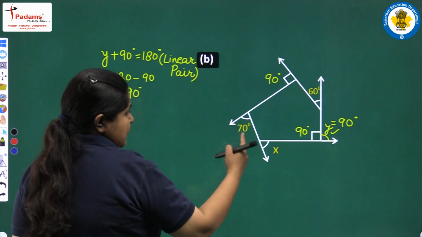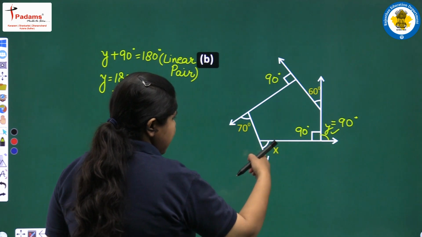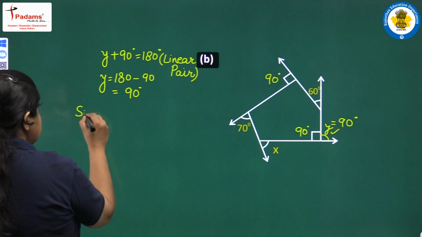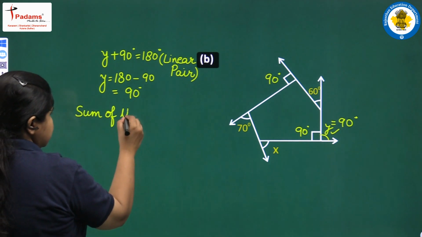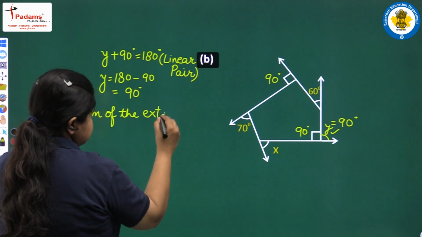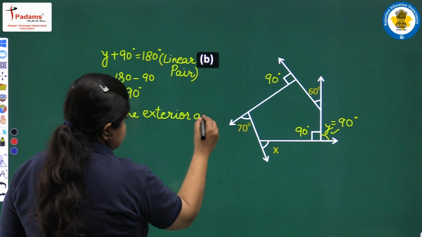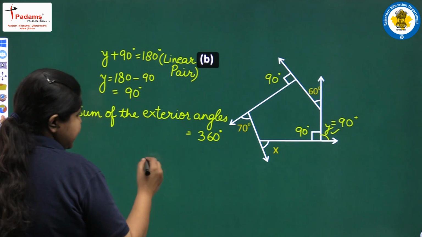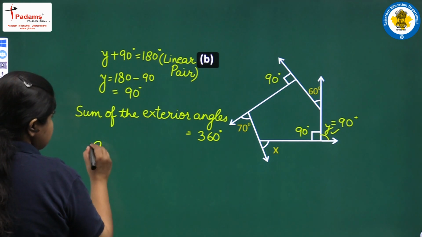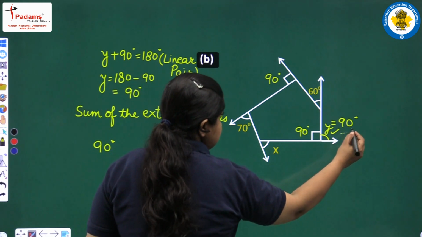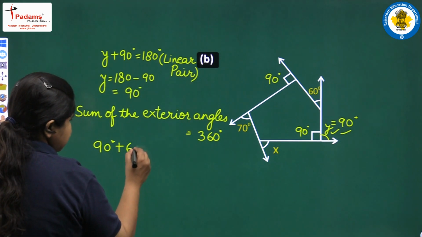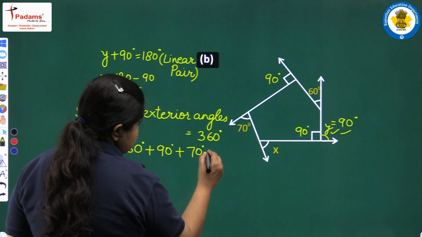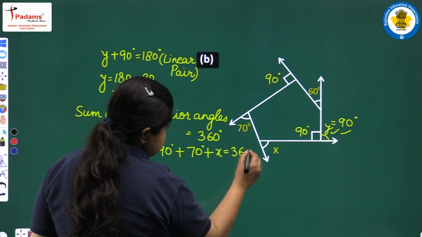Now, we have 4 exterior angles out of the 5 and now we can easily find out x by using the property that the sum of the exterior angles is equal to 360 degrees. Let us write all the numbers now. Start with 90 degrees, then 60 degrees, then again 90 degrees, then we have 70 degrees plus x equal to 360 degrees.